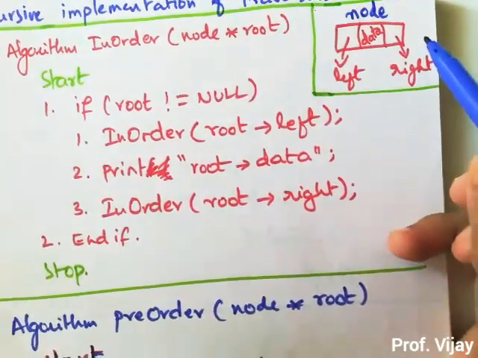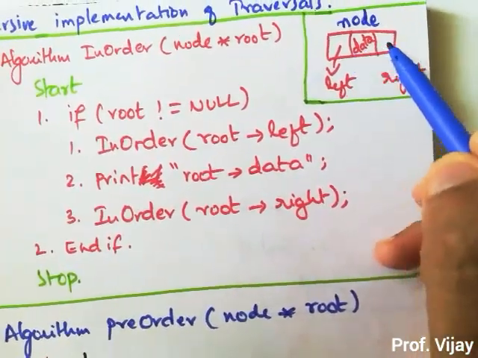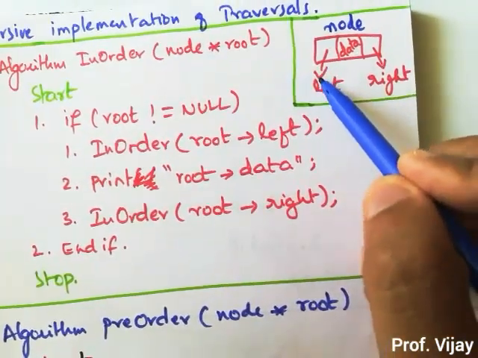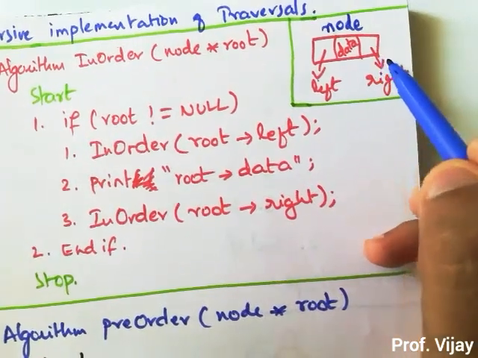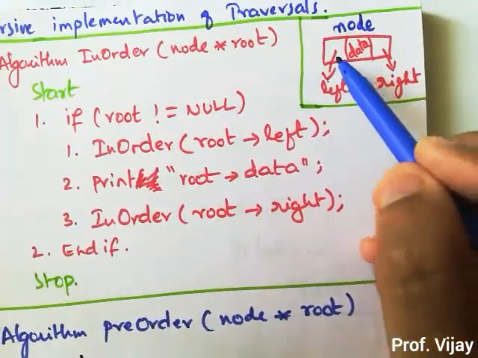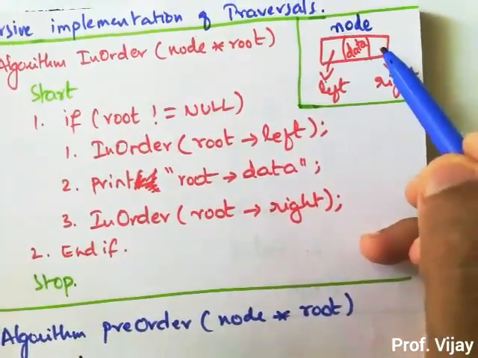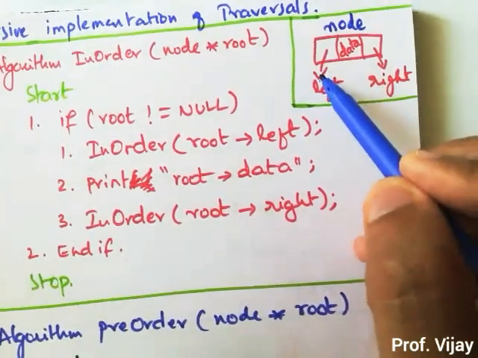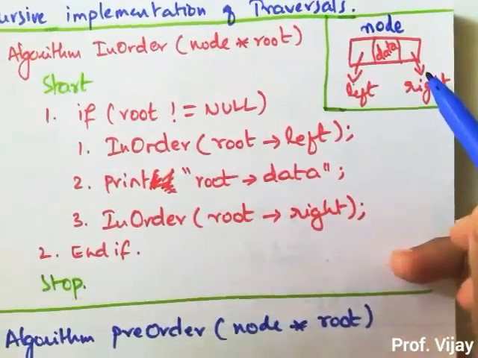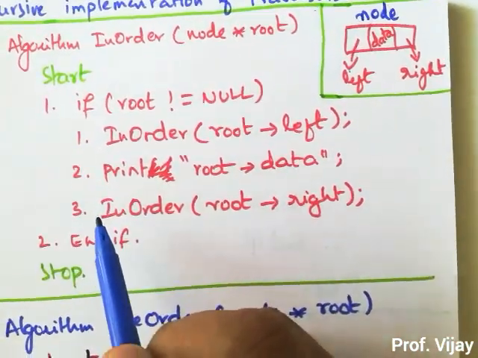The binary tree node structure is like this. The node has three fields. The data field is in between, this is the left pointer, and this is the pointer to its right child. If the node doesn't have any children, the left and right pointers point to null. Okay, so this is very simple to understand.